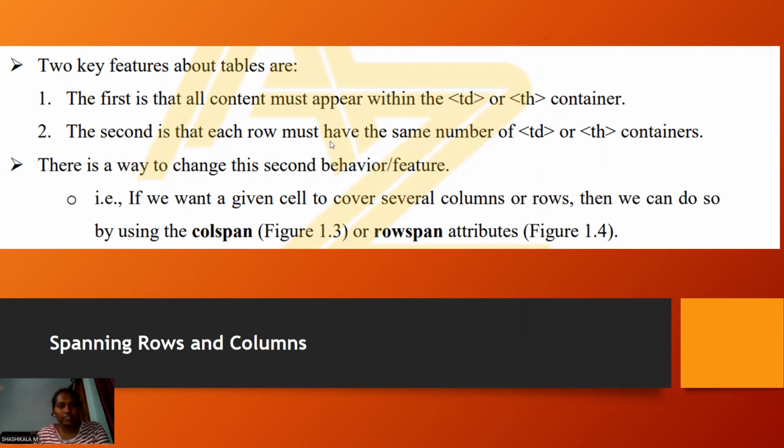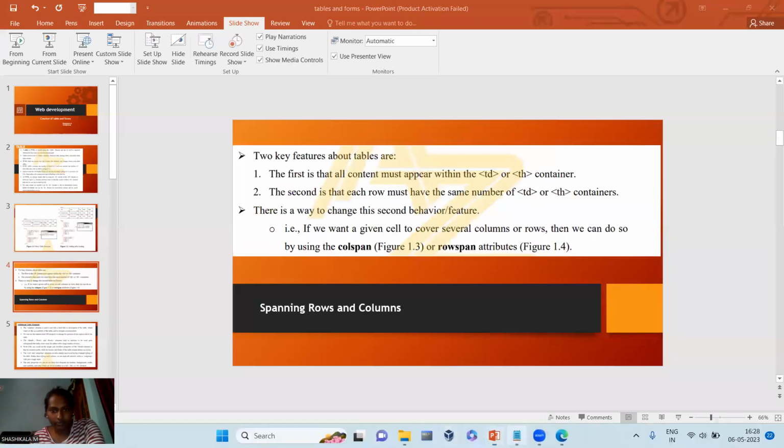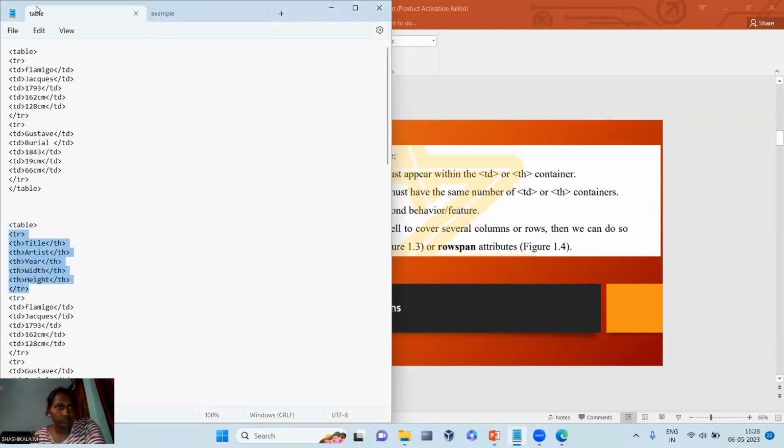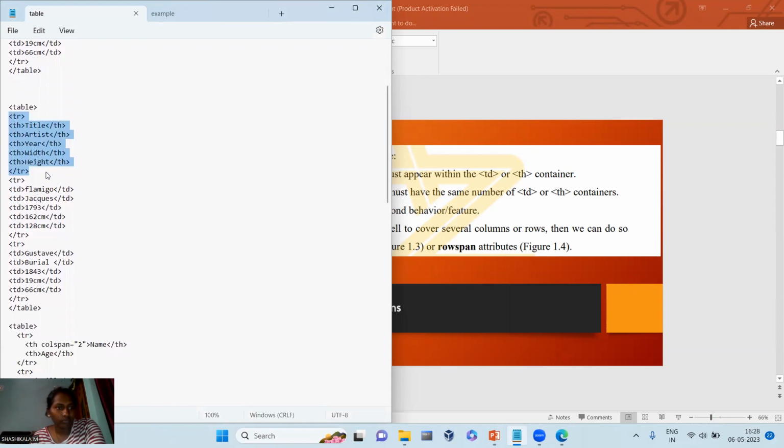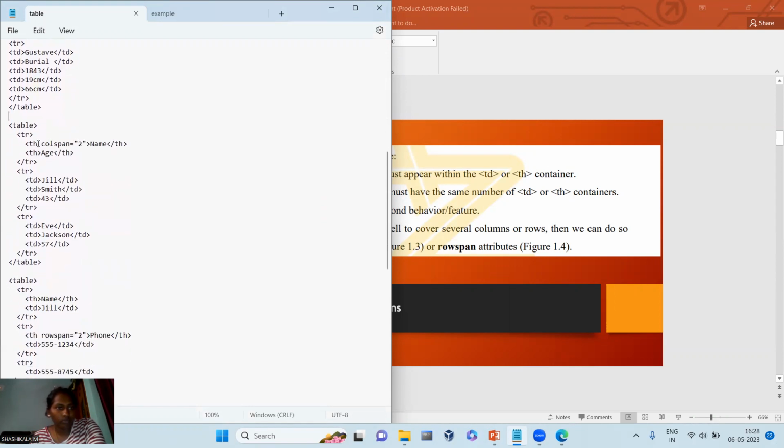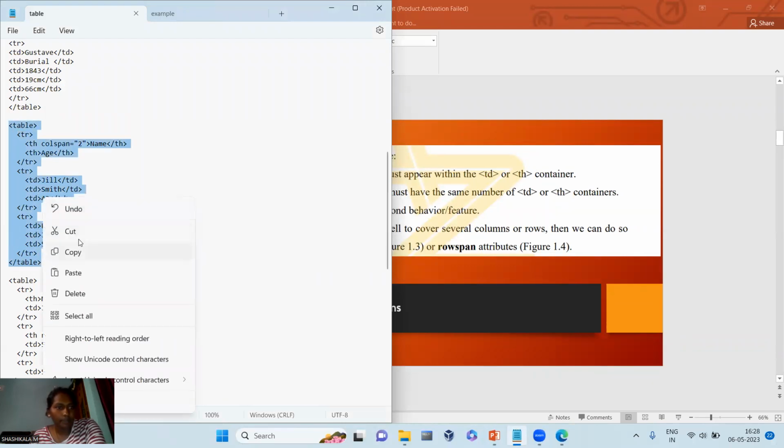There is a way to change this second behavior. So it can be merged, like two columns or two rows can be merged. If you want a given cell to cover several columns or rows, then we can do so by using colspan or rowspan attributes. So we can merge two columns or rows together as one cell. So let us see the example how it works. First let us see the example how column span works. Colspan. Yeah.